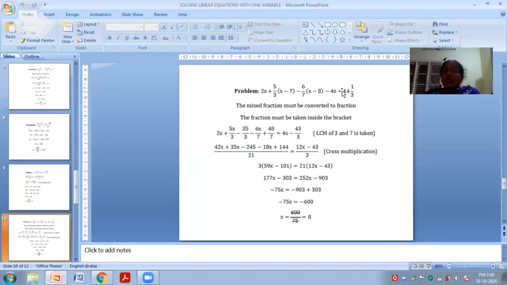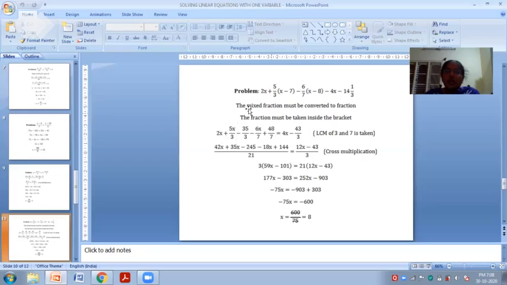14 into 3 means 42. 42 plus 1 means 43. See here, 43 divided by 3. This is a mixed fraction; now it is converted to a simple fraction. So here, 2x plus 5 by 3. See here, it should be taken inside the bracket.